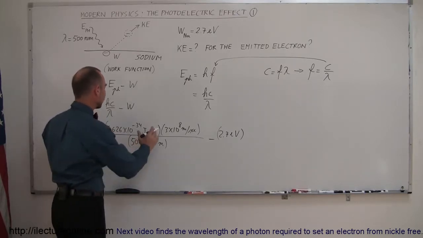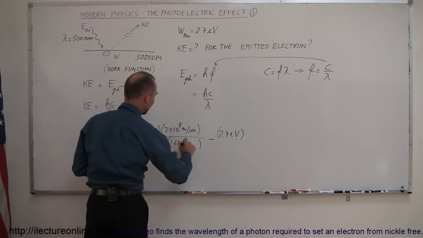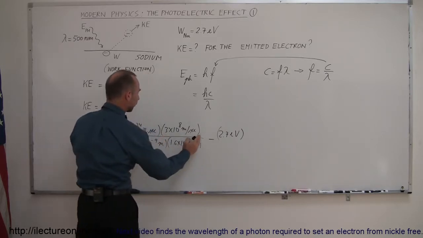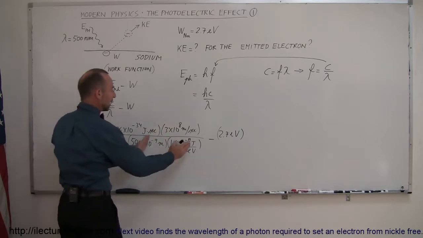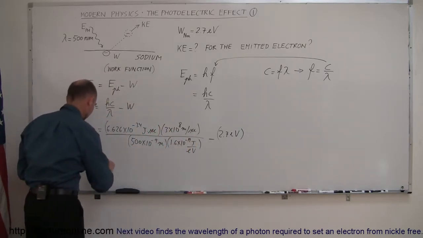Let's go ahead and convert this to electron volts. So we're going to divide this by 1.6 times 10 to the minus 19 joules per electron volt, and this will then convert the units of joules into units of electron volts. All right, now I'm going ahead and calculate that.